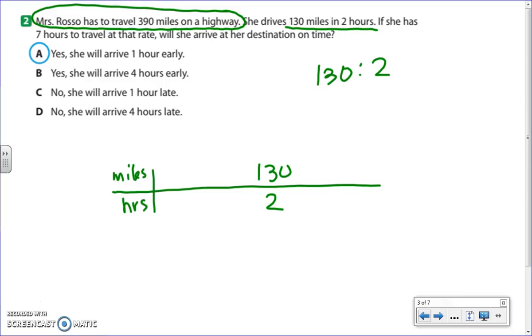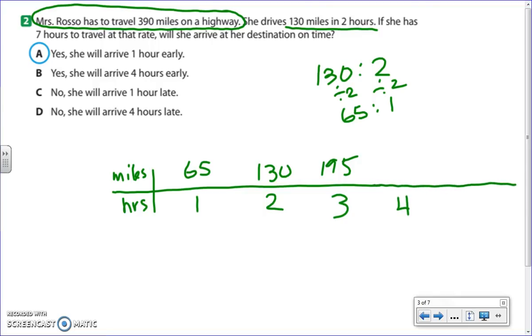Now I need to figure out where 390 is. I know the unit rate in this case, if I divide both sides by 2, would be 65 to 1. I know that 1 plus 2 is 3, 65 plus 130 is 195. I could do this pattern all the way down until I get to 390, or I could skip some.